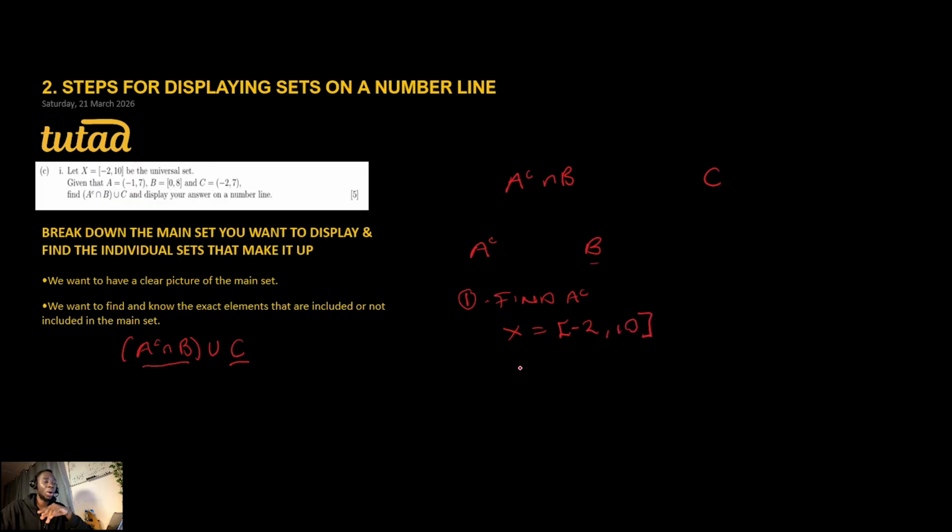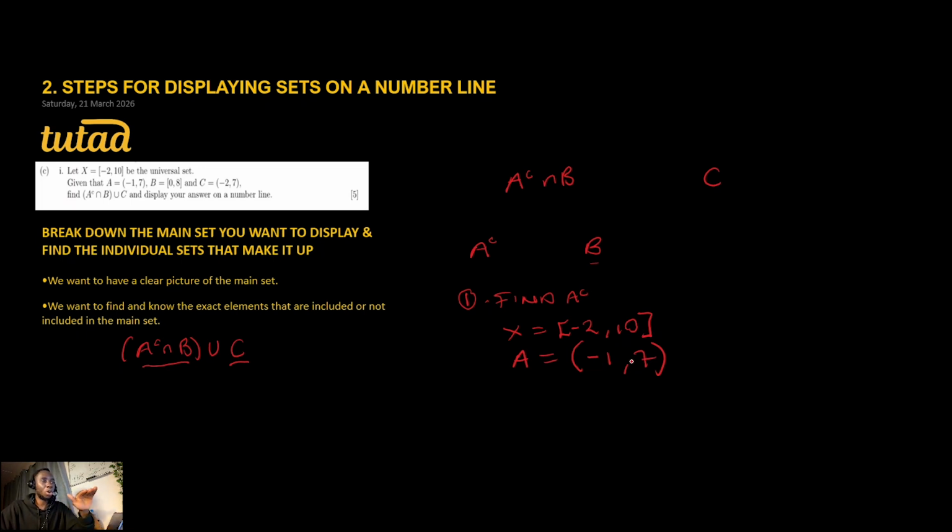And the other set that we're going to utilize to help us find A complement is the set A itself. And we know what the set A is. It's -1 as the lower boundary and 7 as the upper boundary. So we have that established. So we have our universal set and we have our set A.